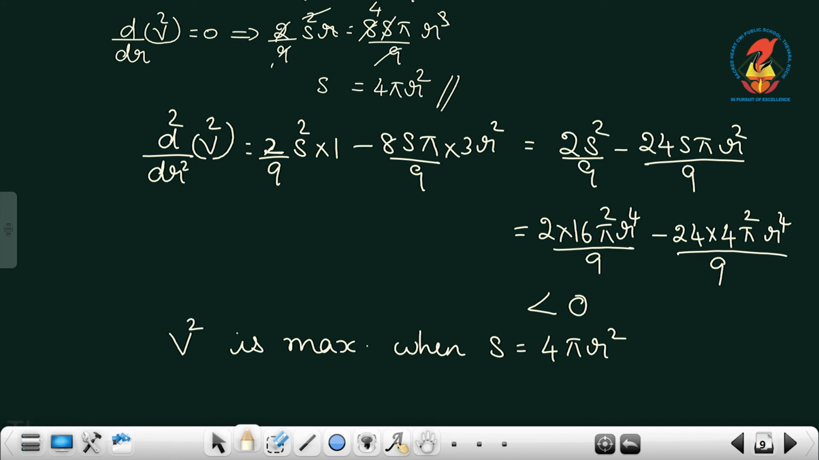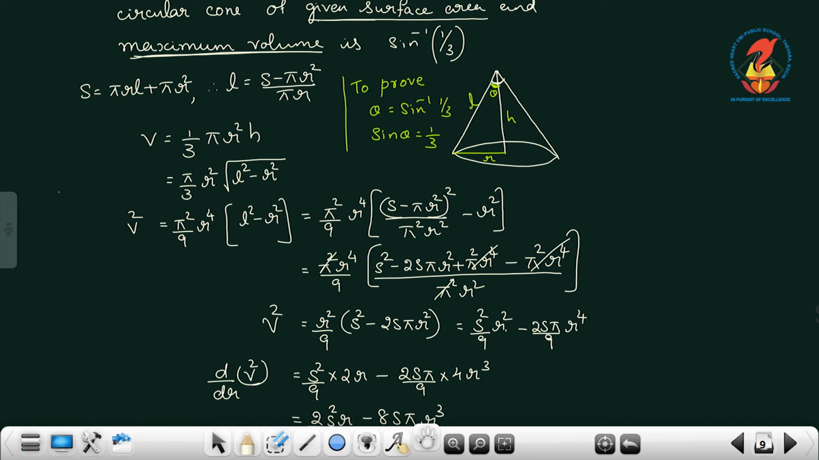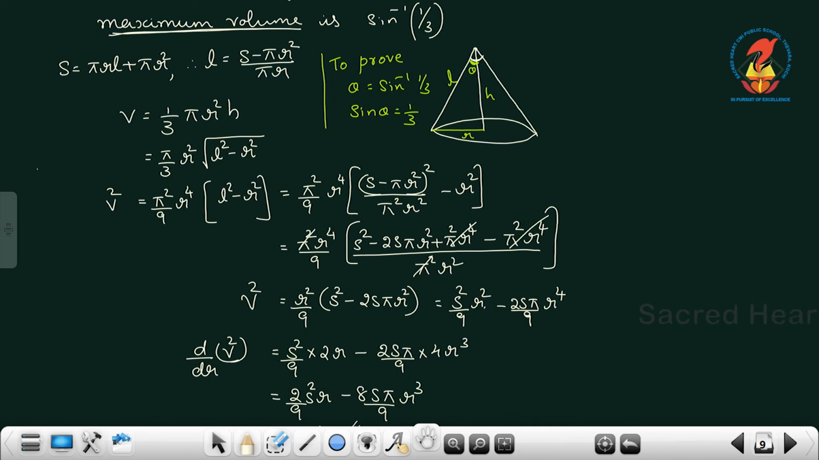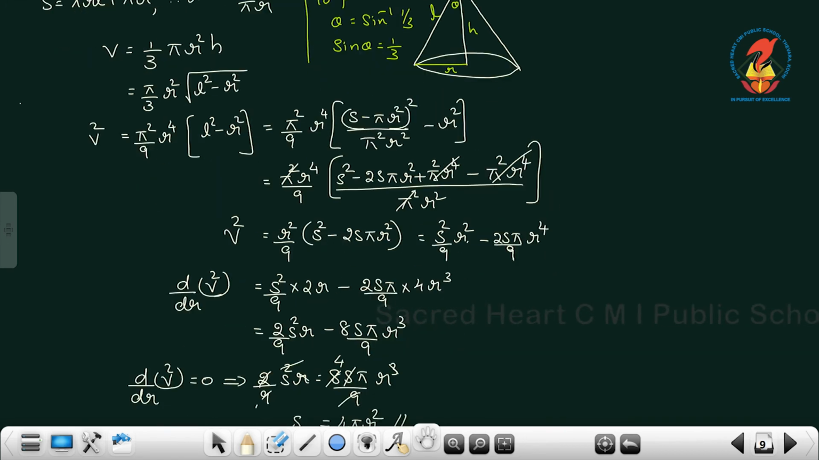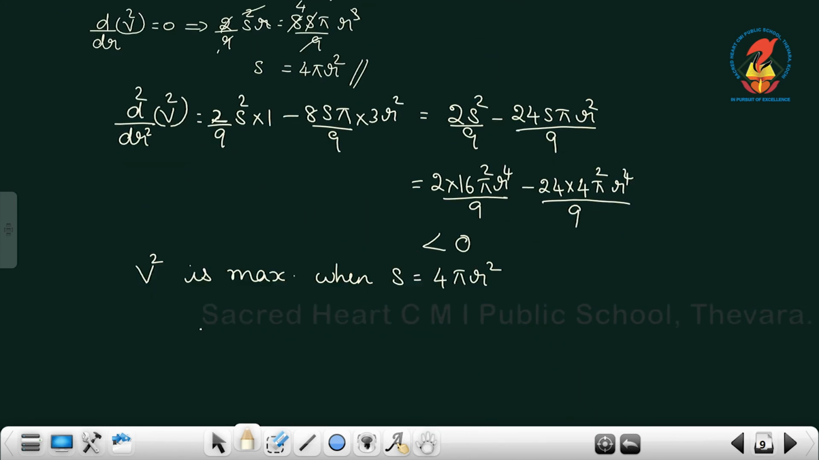Okay. So one part is over. Now we have to prove the semi-vertical angle sin theta is equal to 1 by 3. So sin theta, from the figure, what is sin theta? Sin theta is equal to r by L.